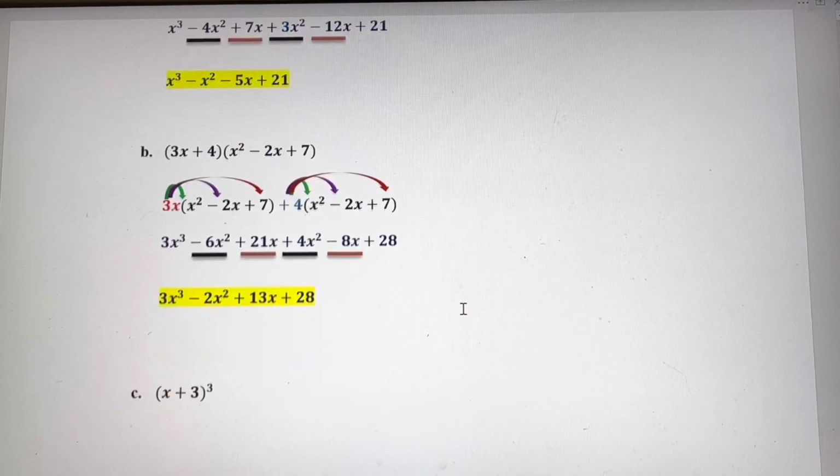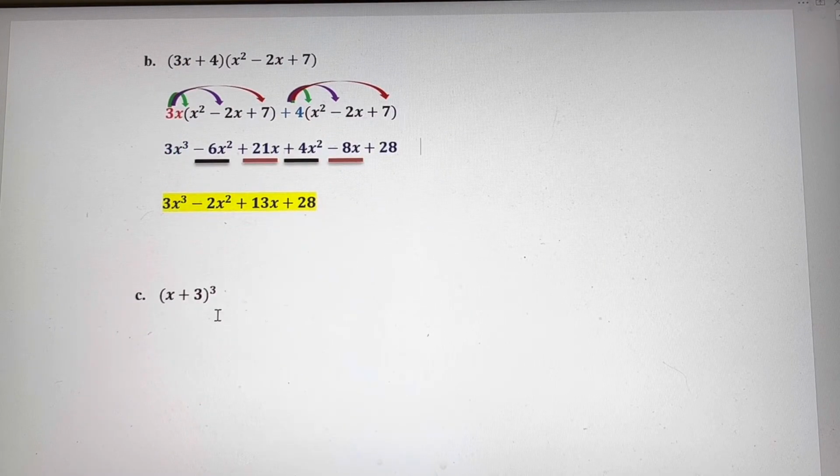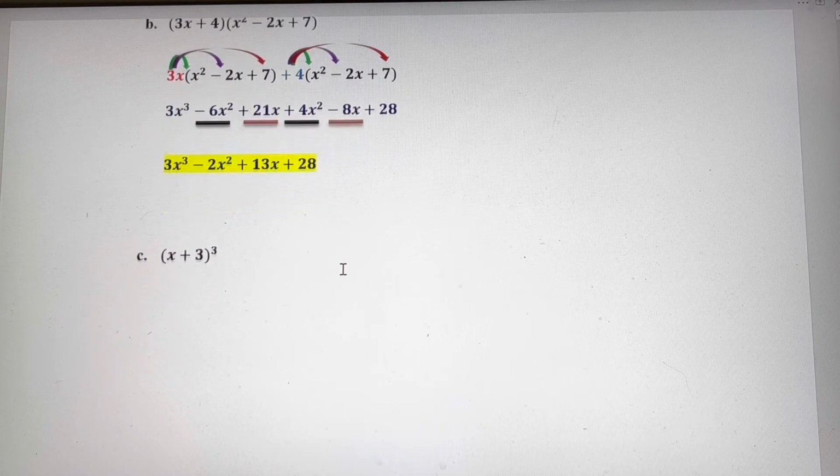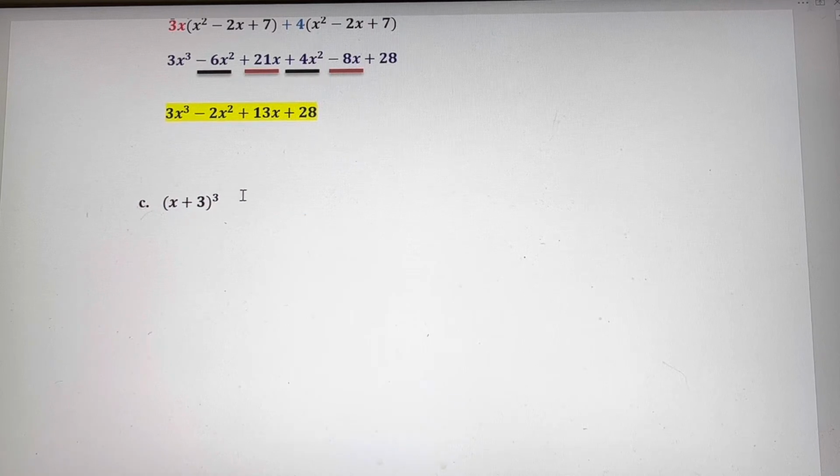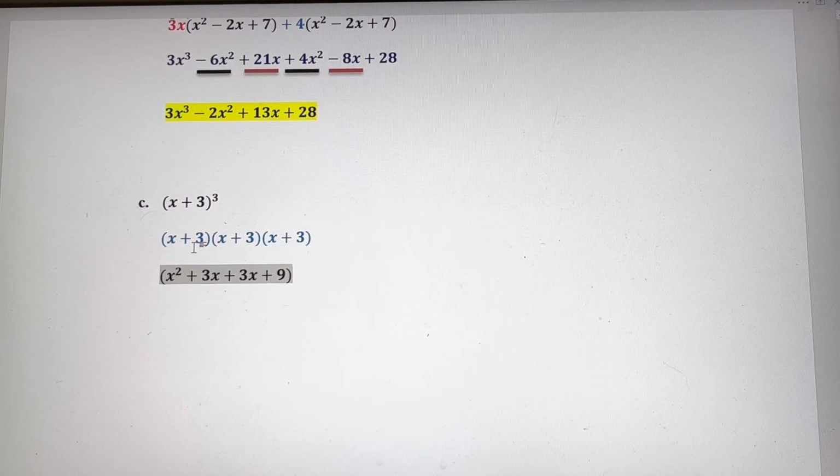All right, now let's take a look at C. This might look different. You know, we're cubing a binomial, but inevitably we're going to get back to something that looks like this, okay? So first thing, when you raise a binomial to the third power, it just means we're multiplying that binomial times itself with 3 different factors, okay? So what I want to do first is I'm going to do the bi times the bi here. And what that gives me, remember we do FOIL method or distribute twice. x times x is x squared. Outside times outside, x times 3 is 3x. Inside times inside is 3x. And last times last is 9.